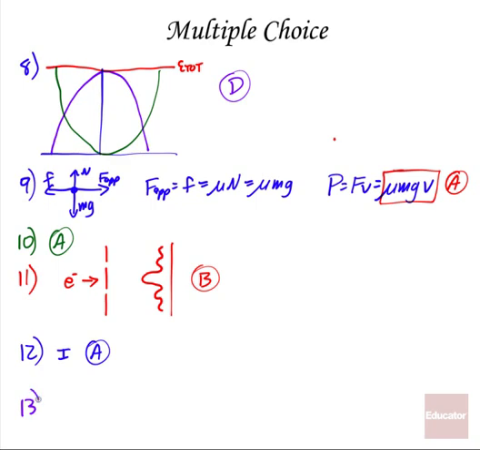And 13. We're looking at an uncharged conducting sphere in a uniform electric field. So let me draw our electric field. We'll say it's pointing in that direction. And in it, we will put an uncharged conducting sphere.